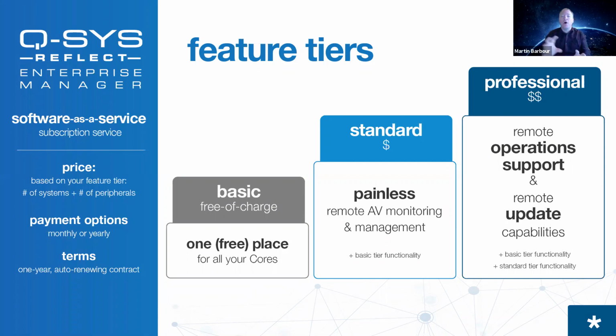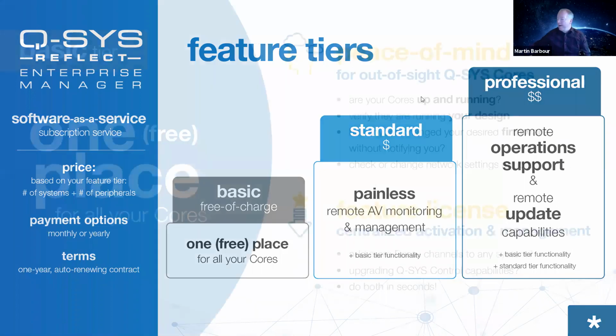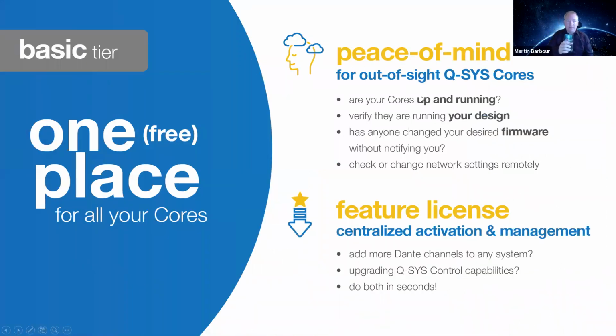So again, depending upon the goal of your business and frankly, what it is you're trying to get out of the solution, standard is an excellent remote management and monitoring solution. And then professional tier adds those deeper operation support or Q-SYS core updates capabilities a little bit later in this year. So moving on from there, we start to dig into some of these tiers in a bit more detail.